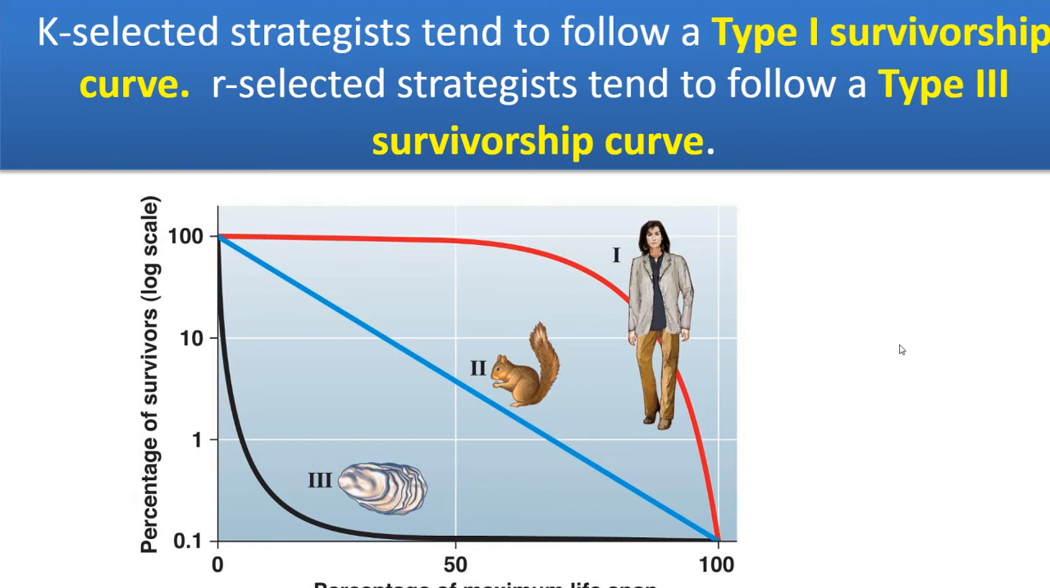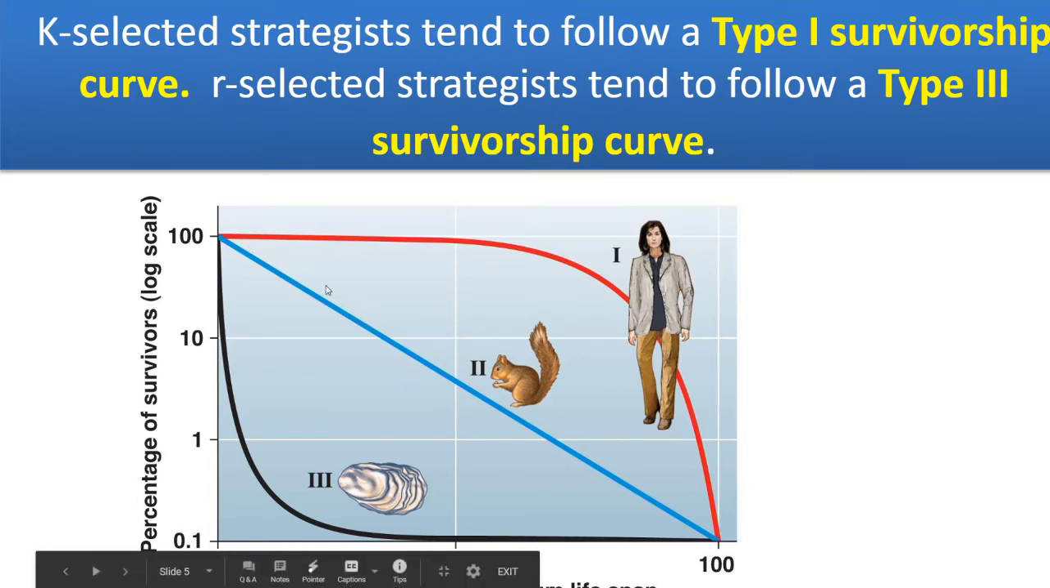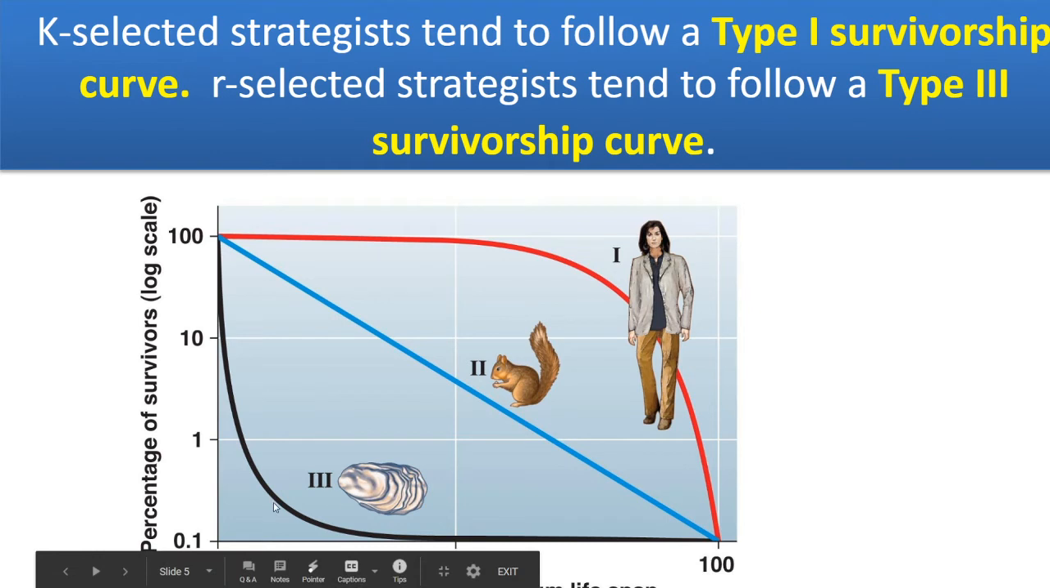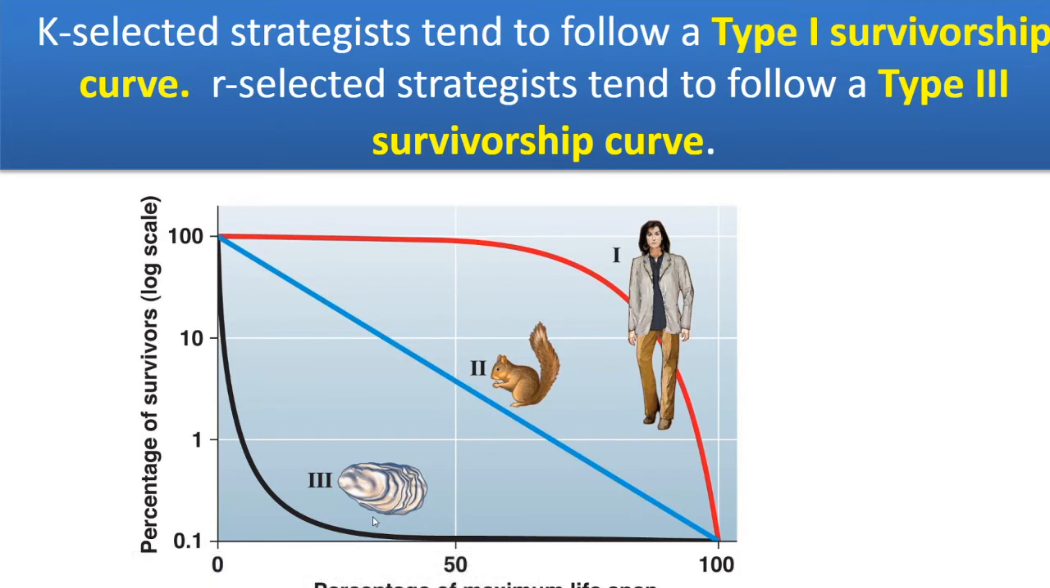Type 1 tend to be not necessarily top predators, but they usually have some form of parental care. That's what ensures the high survival rate in the early life. Type 2 usually is our low scale prey animals, the animals that are a major part of many different food chains in the ecosystem. And then our type 3s are usually going to be the things that just try to flood the environment with their young.